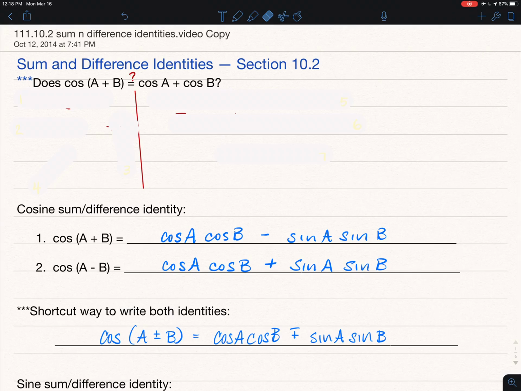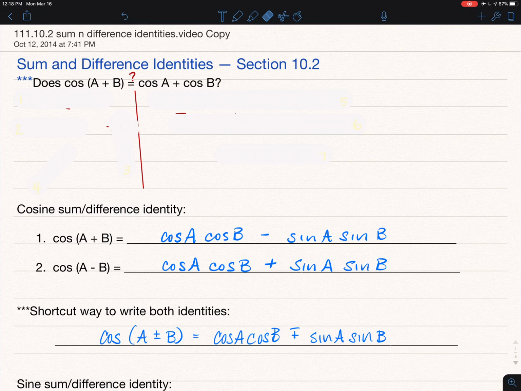Hey folks, so this is the lesson video for section 10.2 that deals with the sum and difference identities. I opened up your notes video with the embedded question, so I'm going to go through that really quickly. You've already turned this in class, so there's no need to send me this one.